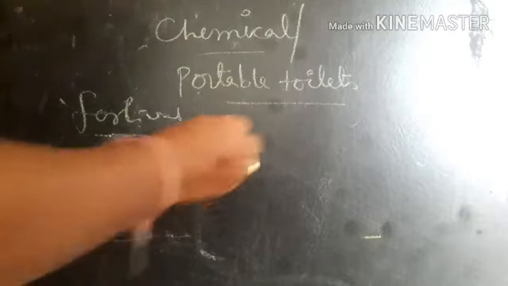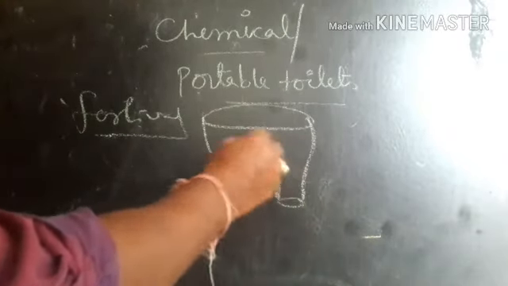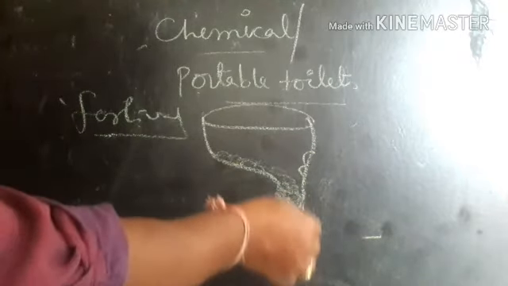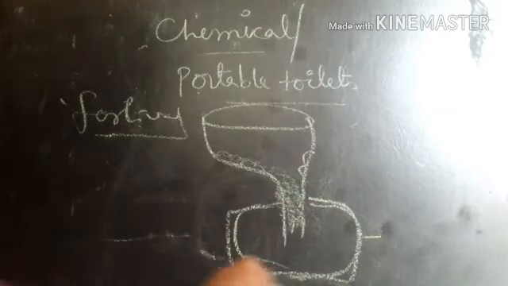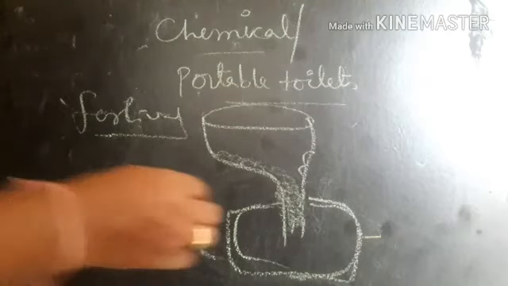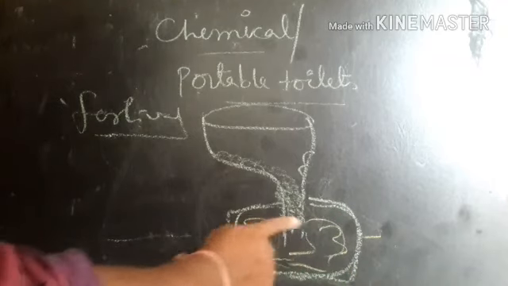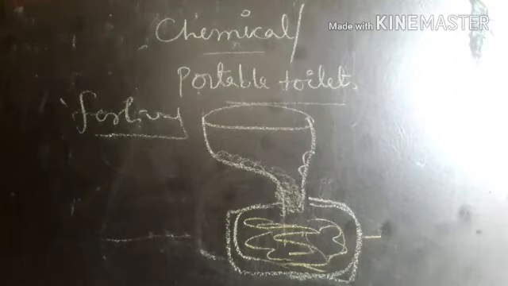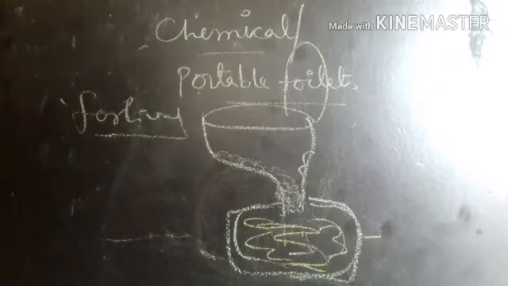Because here, in the toilet seat, they arrange some chemicals. These chemicals lock the odor, which means they won't give the bad smell of the toilet. They take away the bad smell, and the capacity of these toilet tanks is very small. So frequently we have to remove the excreta from this tank. However, it is portable so that we can use it anywhere.